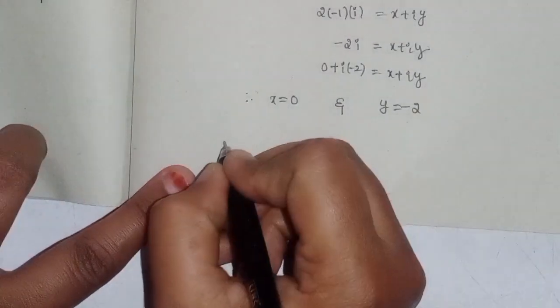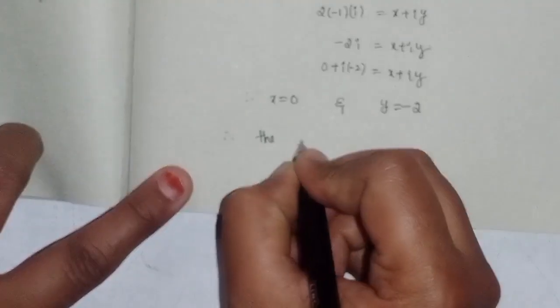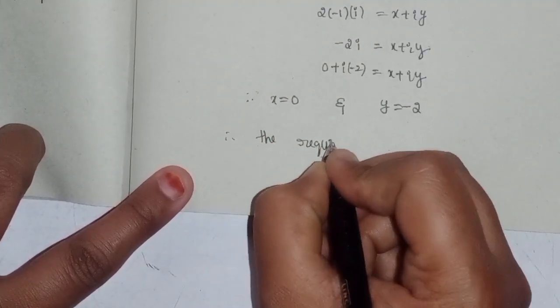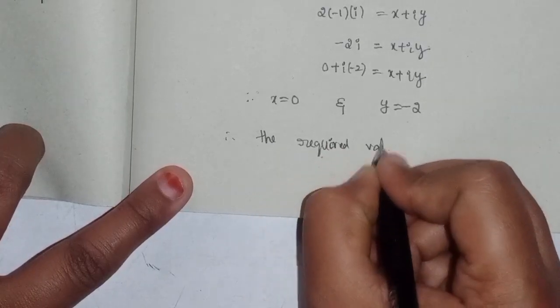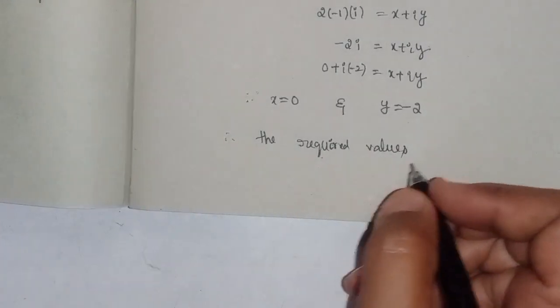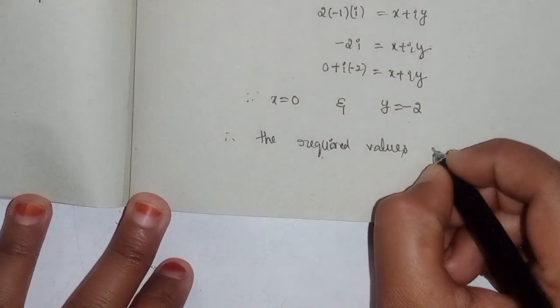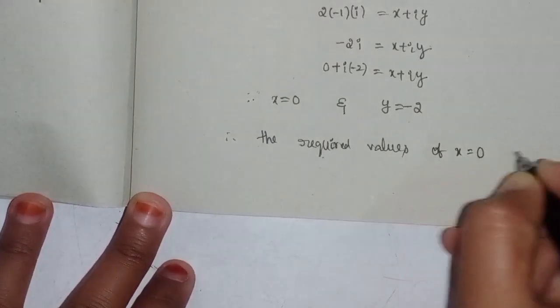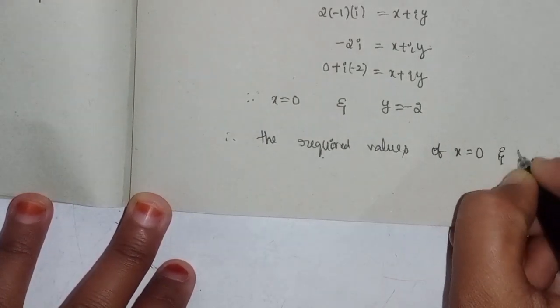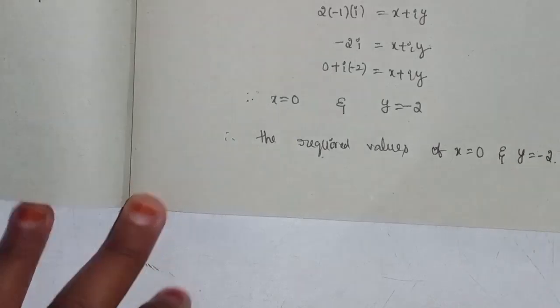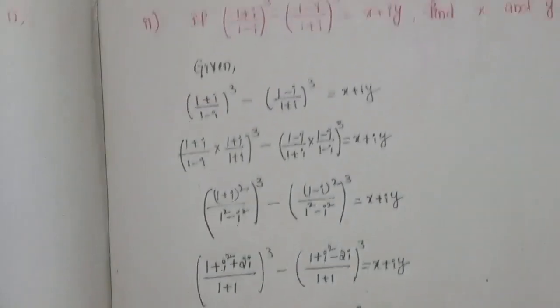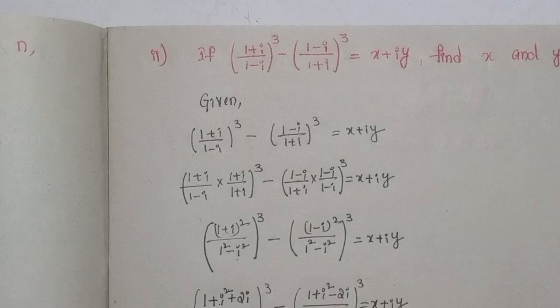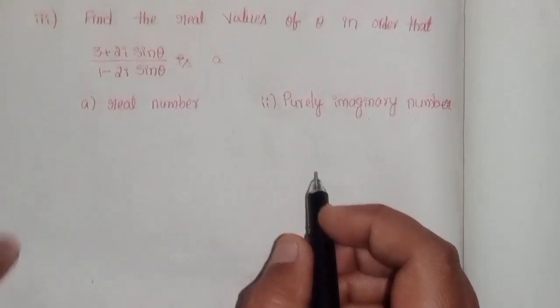So, this is the required solution. The required values: x is 0 and y is minus 2. So, this is the second solution. Okay, next, the third one, beta.